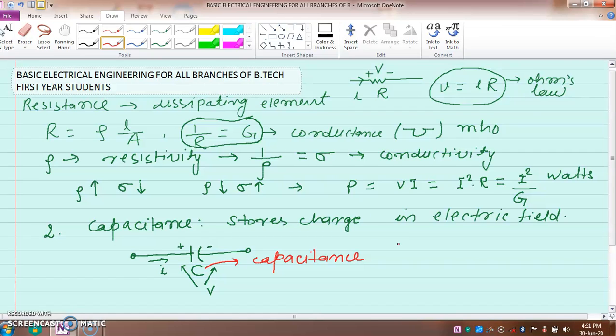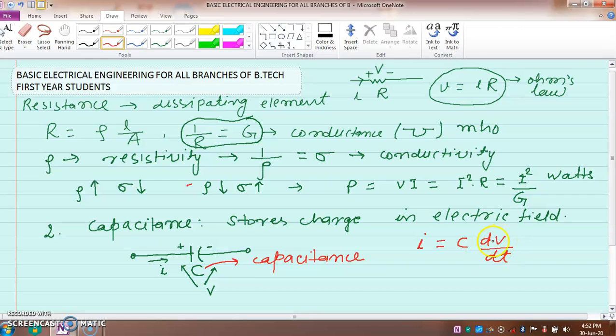How does it store the charge? Let us see some fundamental equations of how it stores charge. So I write this equation here. You have also studied this equation in class 12: I equal to C dV by dt.